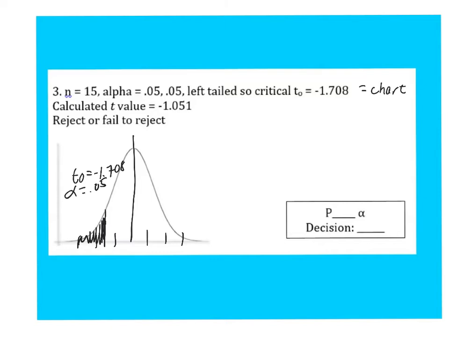My calculated value from the sampling distribution has already been done for you, and it was calculated out at negative 1.051. It's not in the rejection region, so I fail to reject. If I look at the concept of the p-value, which is the calculated value to the tail, the percent that holds there, shaded in, would be more than alpha. So p is greater than alpha.